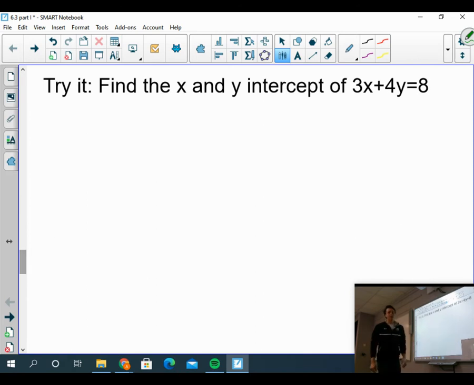Before we ever get to graphing, let's get some more practice with the x and y intercepts. I want you to try this on your own. See if you can find the x and y intercepts of 3x plus 4y equals 8.